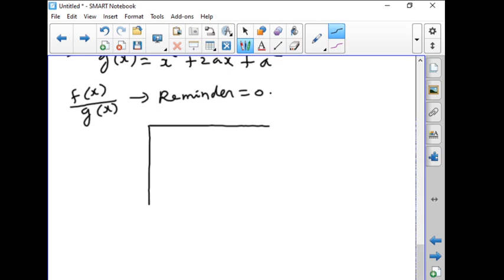So we write f(x) inside: x cube minus 3px plus 2q. g(x) we write outside. So it is x square plus 2ax plus a square. Take the first term inside, x cube. When you divide x cube by x square, you get x. So we write x here.